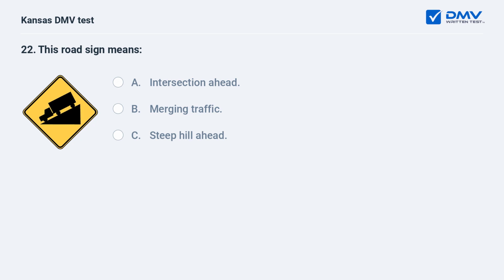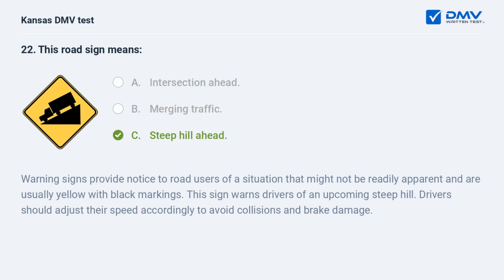This road sign means: A. Intersection ahead. B. Merging traffic. C. Steep hill ahead. C. Steep hill ahead. Warning signs provide notice to road users of a situation that might not be readily apparent and are usually yellow with black markings. This sign warns drivers of an upcoming steep hill. Drivers should adjust their speed accordingly to avoid collisions and brake damage.